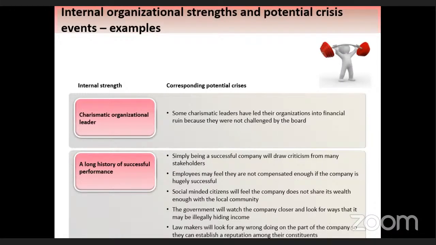To form a crisis management team, there must be internal organization strategies. Every company has internal strengths. Internal strength has to do with a charismatic and organizational leader. That's an internal strength of any organization. Some charismatic leaders have led the organization into financial ruin because they were not challenged by the board. Then we have a long history of successful performance.